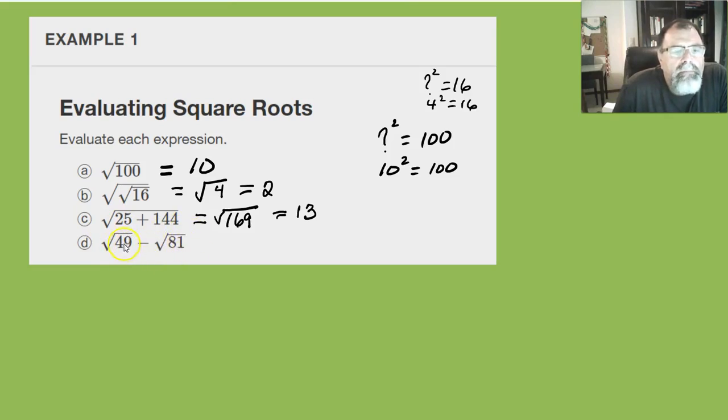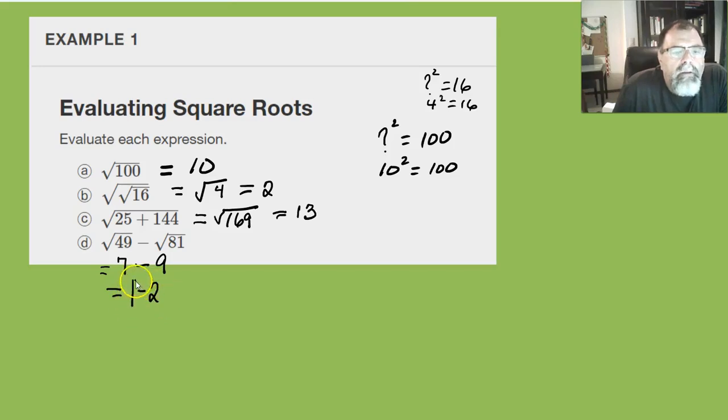And then on this one, you have to simplify each of these radical expressions first and then subtract them. In order of operations, radicals are basically like exponents, and we're going to talk about it in a couple of examples further down, how you can view a square root as an exponent. So the square root of 49: what squared is 49? Well, that's 7. The square root of 81 is 9, because 9 squared is 81. And then 7 minus 9 is negative 2.